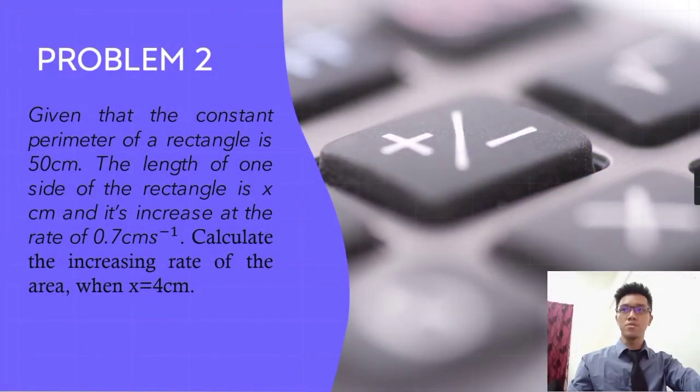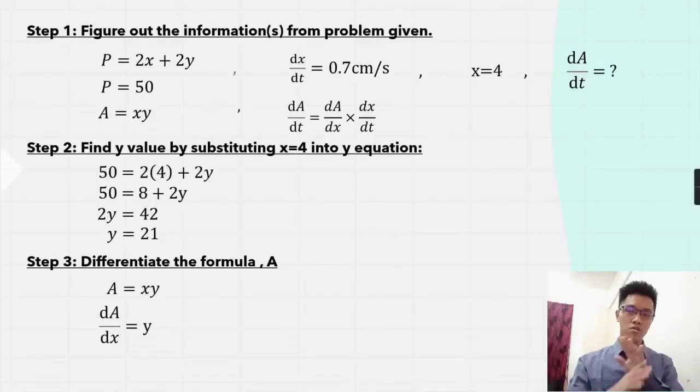Okay, problem 2 states that given a constant perimeter of a rectangle is 50 cm, the length of one side of the rectangle is 8 cm, and it is increasing at the rate of 0.7 cm per second. Calculate the increasing rate of the area when x equals 4 cm. First, in step 1, we list down all the information and equations. The perimeter is P equals 2x plus 2y, P equals 50, and the area is A equals xy. dx over dt equals 0.7 cm per second, and x equals 4.